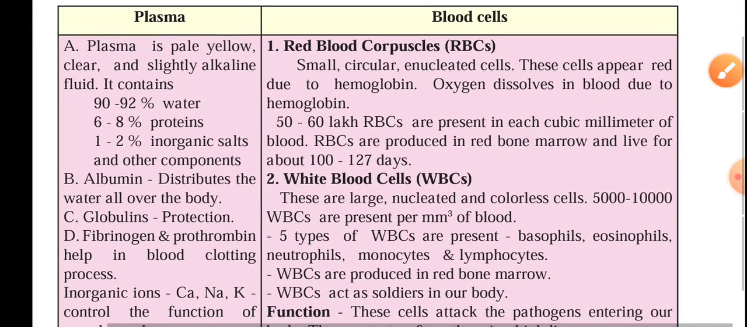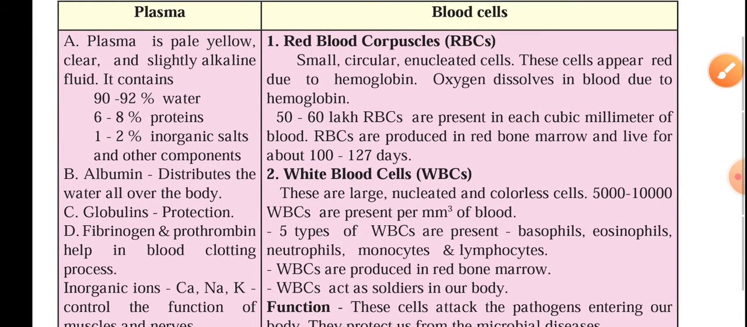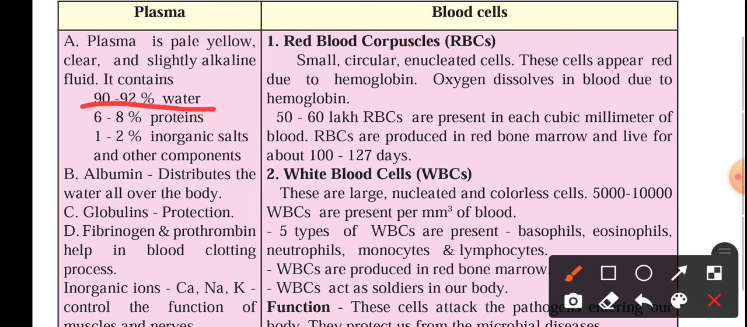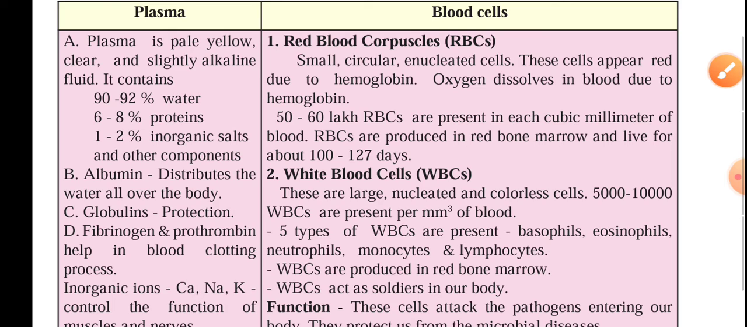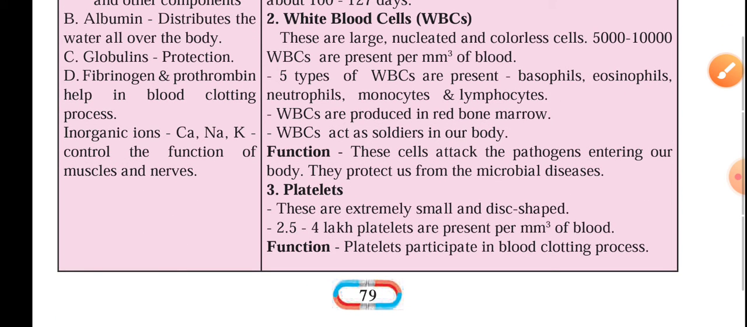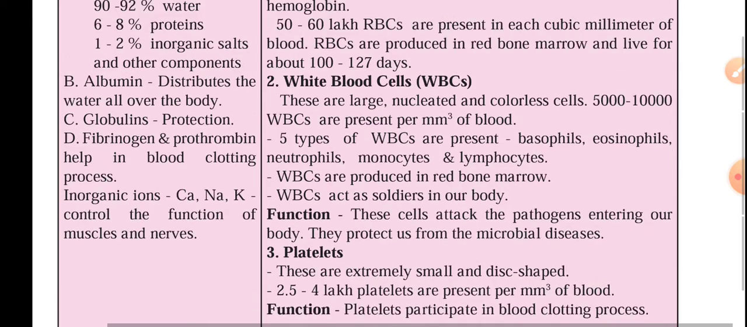So what is plasma? It is a pale yellow, clear and slightly alkaline fluid. It contains 90 to 92% water, 6 to 8% proteins, and 1 to 2% inorganic salts. Along with that, it contains albumin, which distributes the water all over the body, globulins for protection, and fibrinogen and prothrombin, which help in the blood clotting process. Inorganic ions, that is calcium, sodium, and potassium, control the function of muscles and nerves.